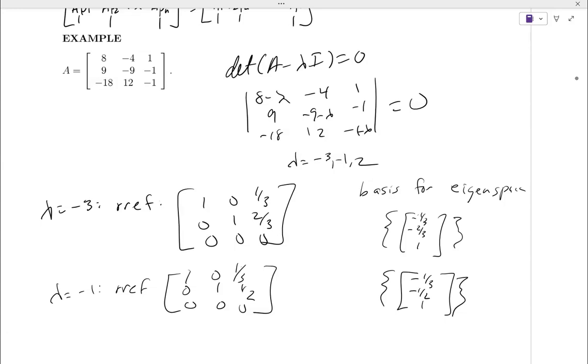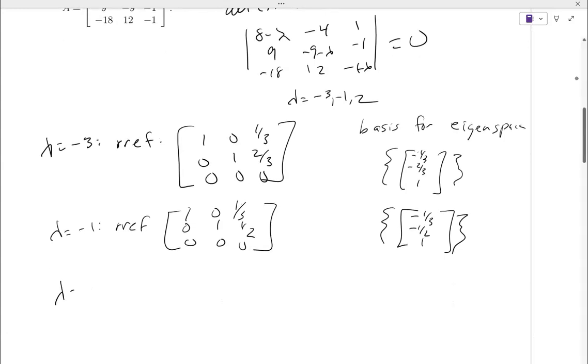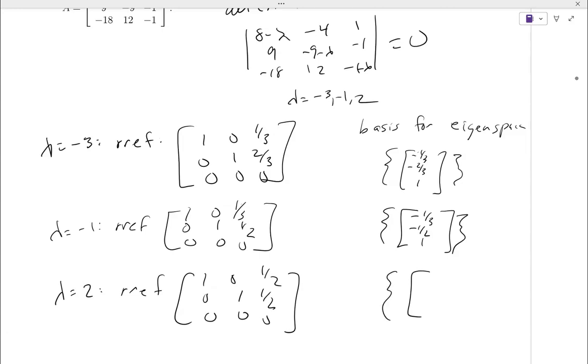All right, I'm not going to flip back to the calculator since we seem to be comfortable with getting it off the calculator. If I row reduce that by plugging in 2 and actually delete the last parenthesis off, for lambda equal to 2, our reduced row echelon form looks like 1, 0, 1/2, 0, 1, 1/2, 0, 0, 0. And so your basis for your eigenspace here will be -1/2, -1/2, 1.